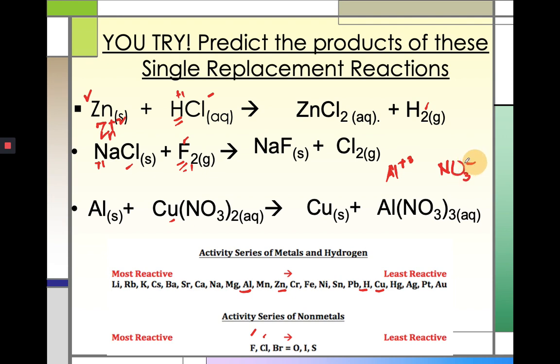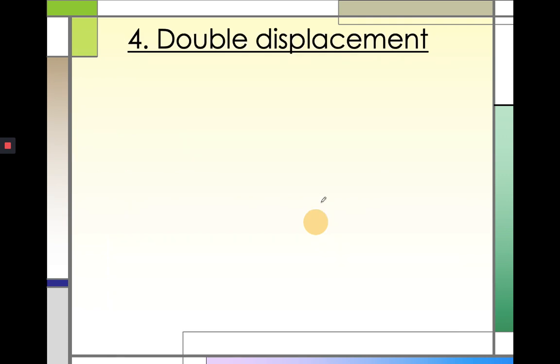So when you crisscross and disregard the sign, you end up with Al(NO3)3. And then copper will be a free atom. Okay, so it doesn't need to be diatomic because copper is a metal in itself. Alright, so that's it for predicting the products of single replacement reactions.